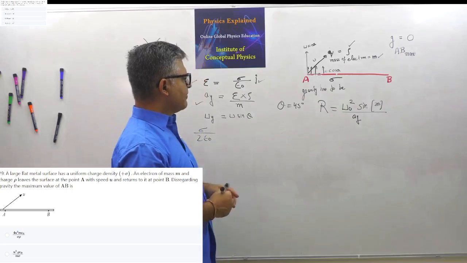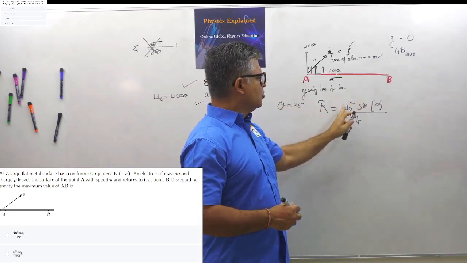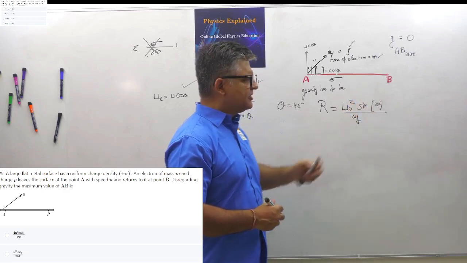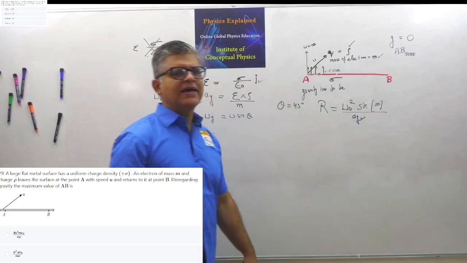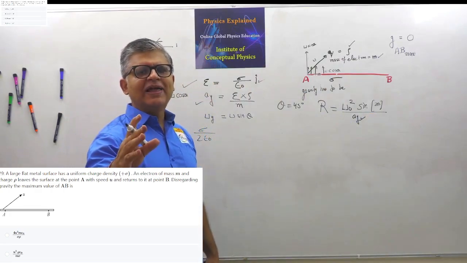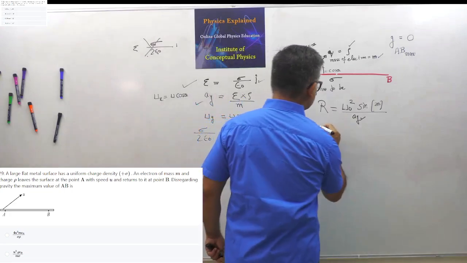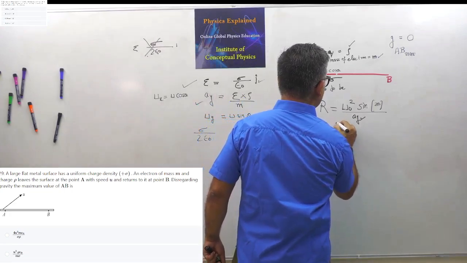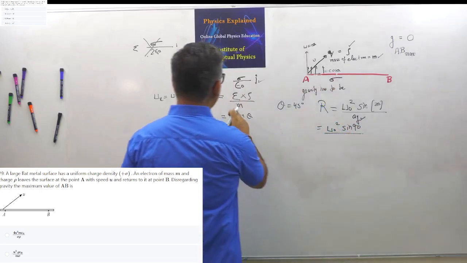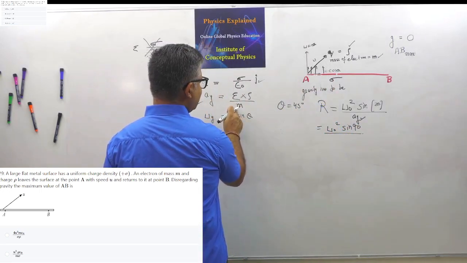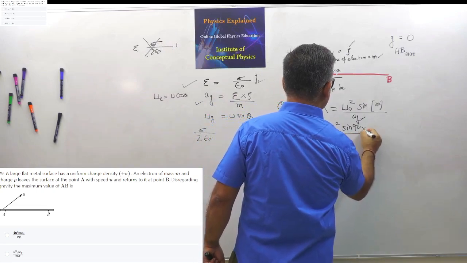Now let's come back. Our range formula is u square sine 2 theta by g. G we don't have, so we replace g with a y. For maximum value of range, we need theta equal to 45 degrees, so u square sine 90 divided by a y. So I'm going to use a y as this, which is E multiplied by rho multiplied by M.